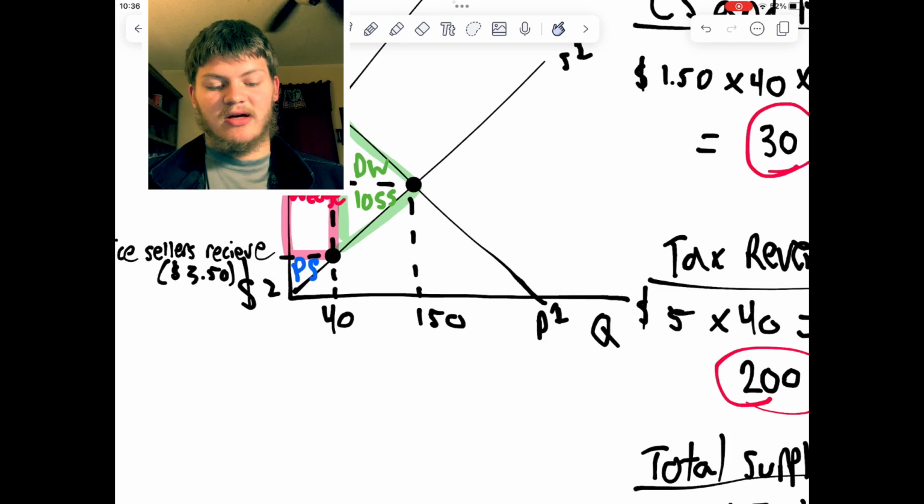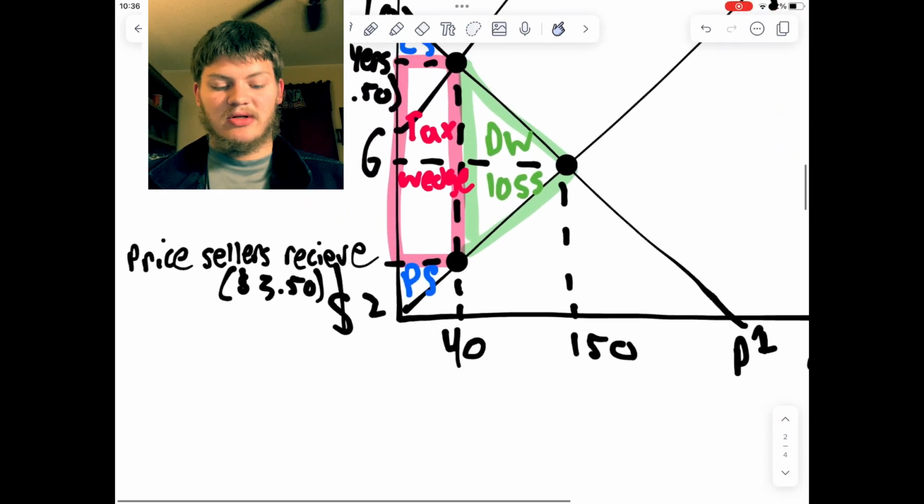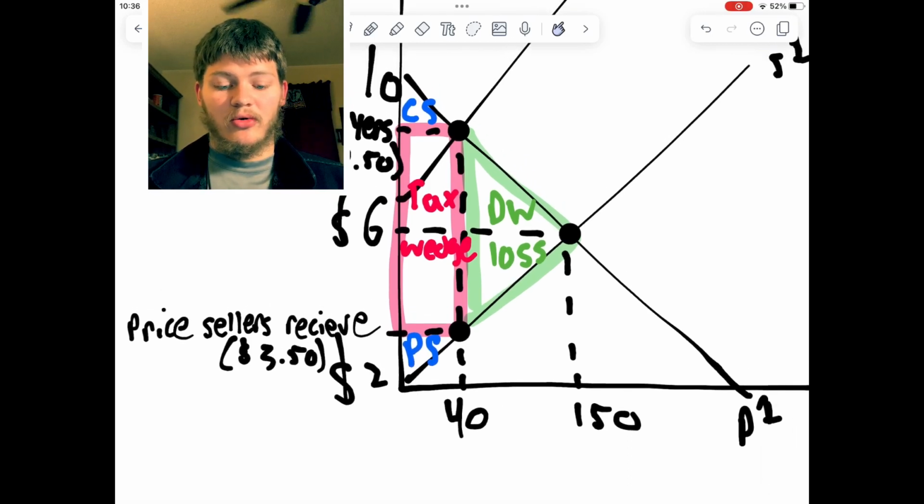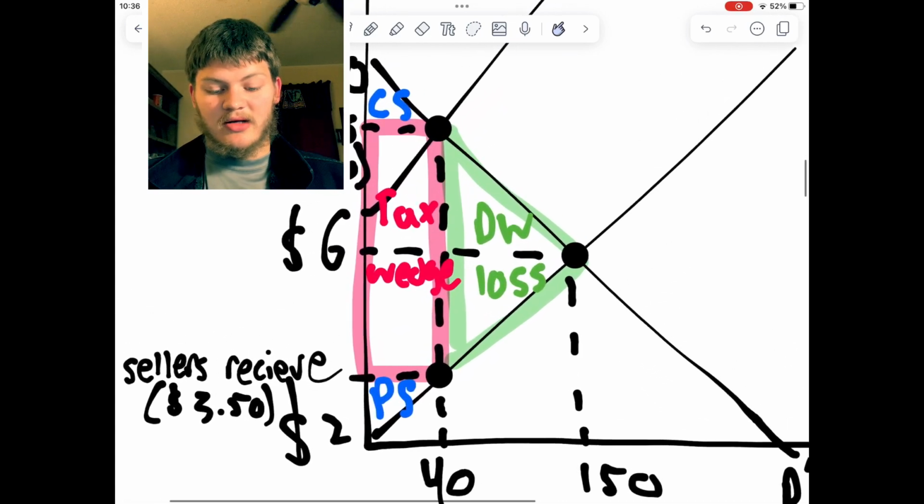These are the buyers and sellers that are dropping out of the market because that new price with tax included, for the sellers $3.50 is just not enough for them to make a profit, and for the buyers $8.50 is just too much for them. So the deadweight loss is this area in green, this triangle.